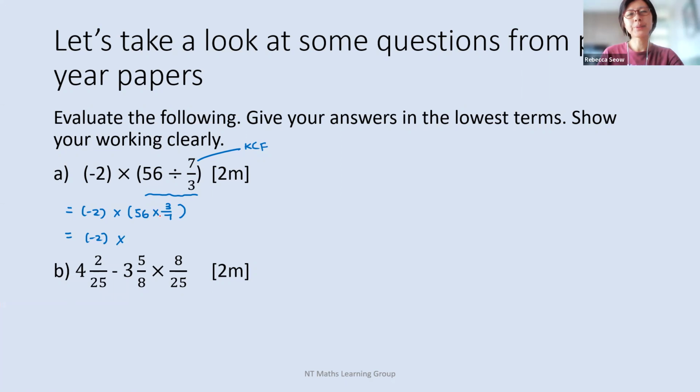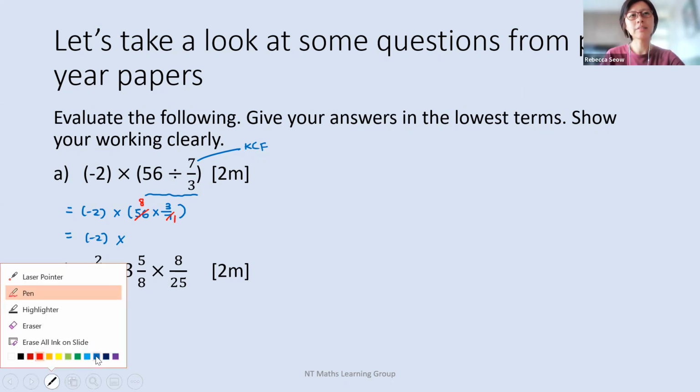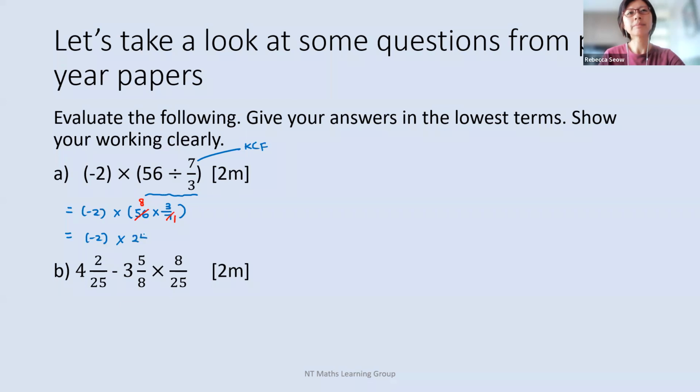56 and 7, I could do a cancellation. So if I divide both sides by 7, I will end up with 8 times 3, which is 24. So finally, -2 multiplied by 24, I will get -48.